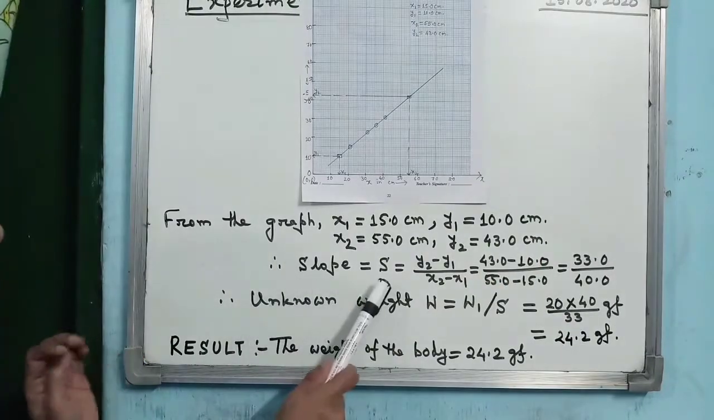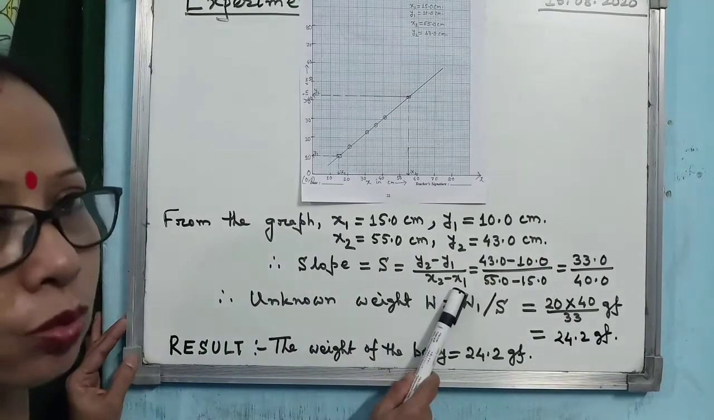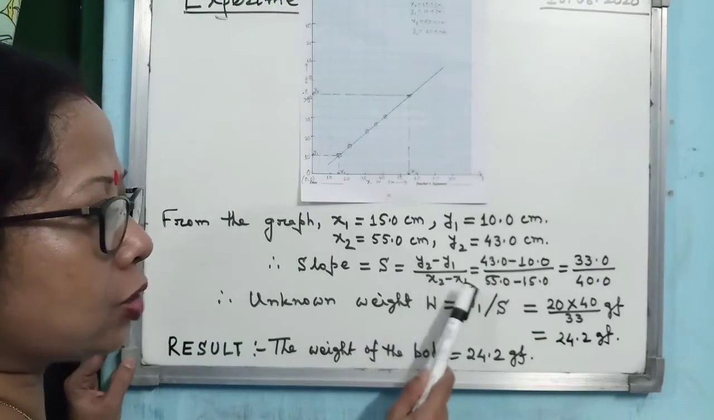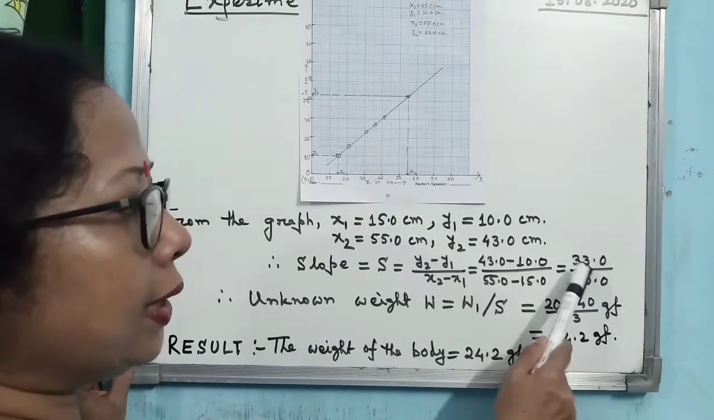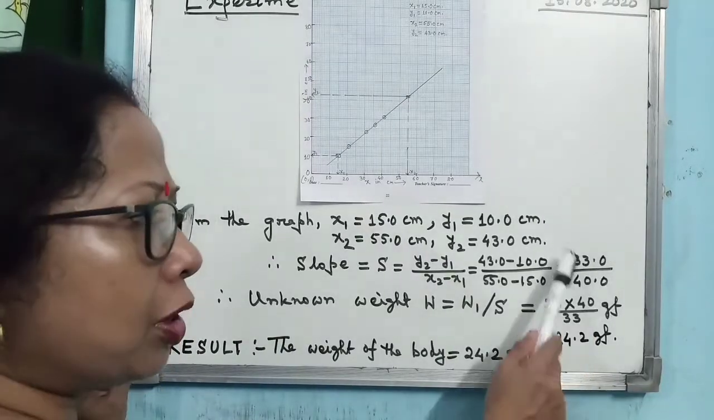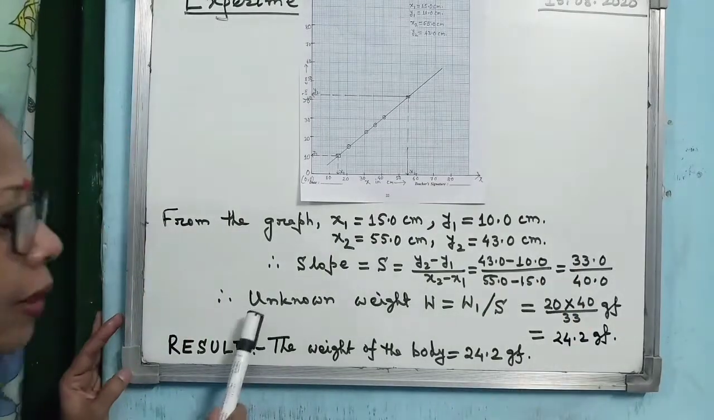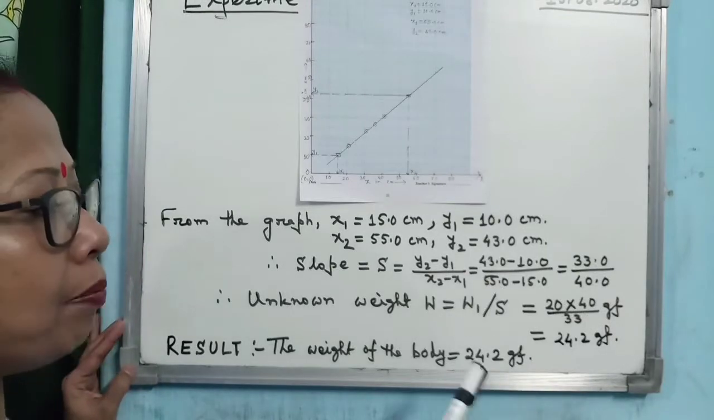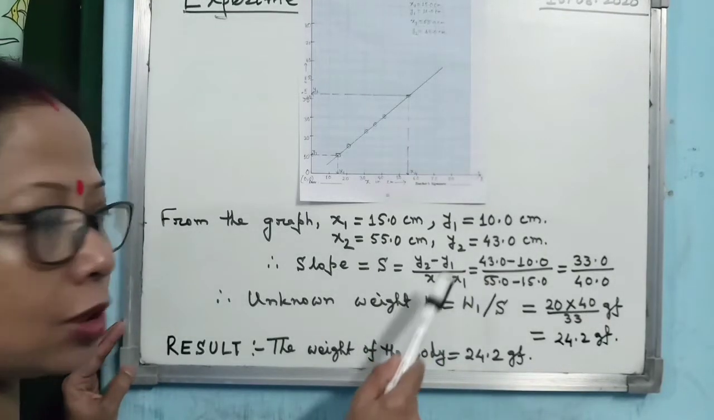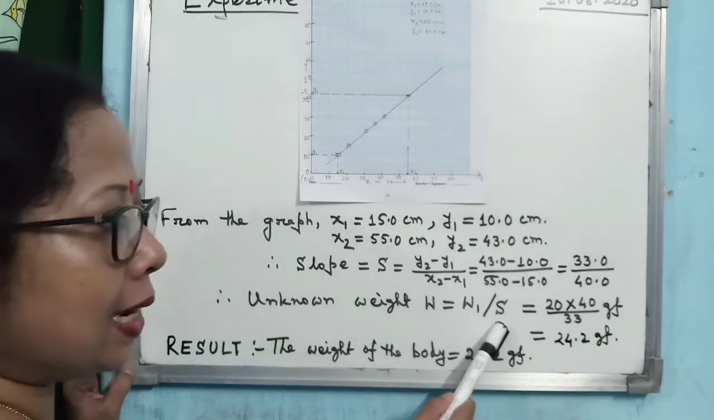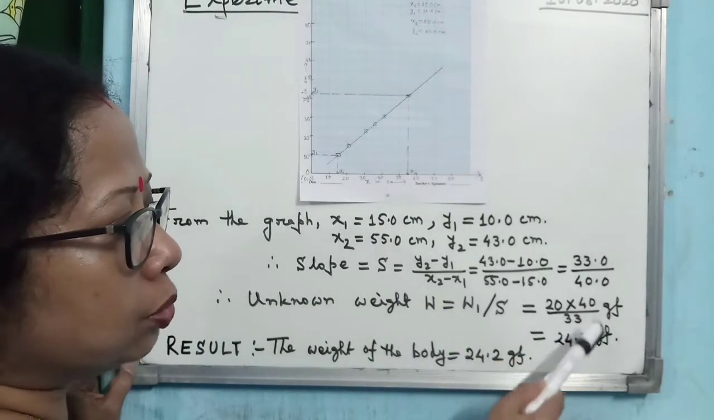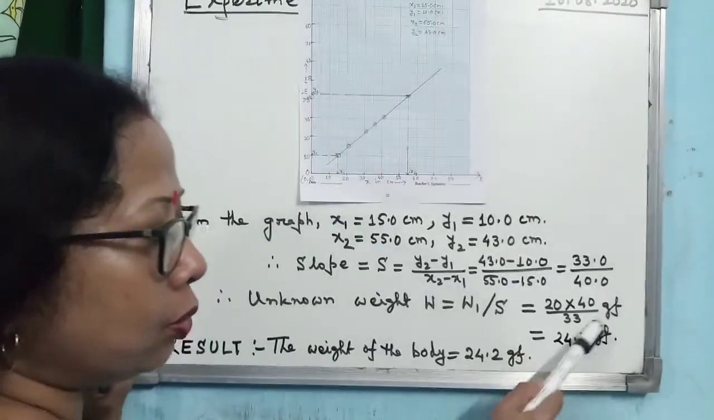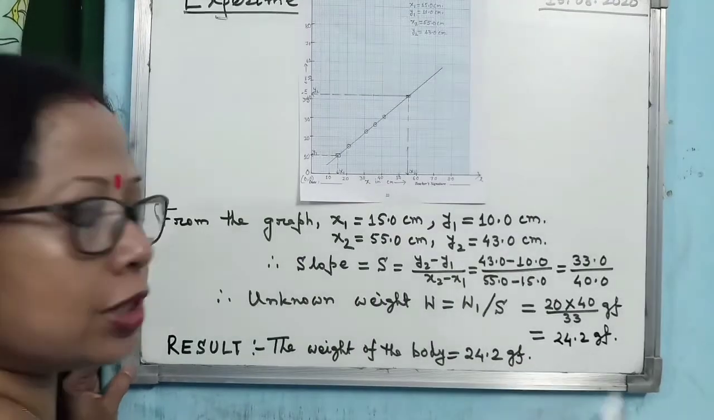So you know what the slope will be: y2 minus y1 by x2 minus x1. Substituting y2, y1, x2, x1, we are getting 33 by 40. I have not calculated it here. Why? Because unknown weight W is W1 into x by y, but here slope is y by x. So what will W be? W1 by s. So when you do W1 by s, 40 will move up and 33 will be down. Then you do the calculation. So you are getting 24.2 GF.